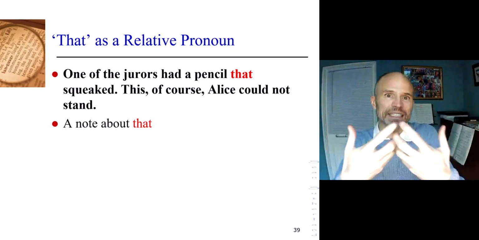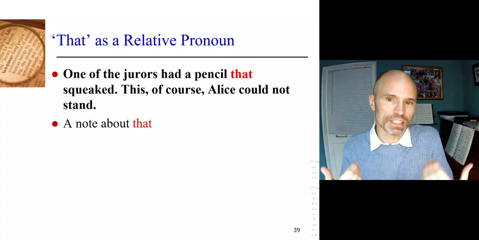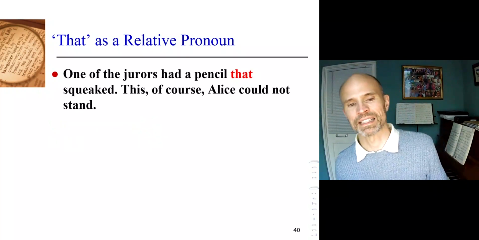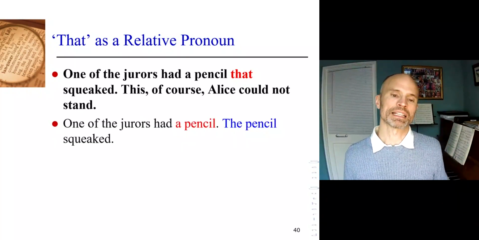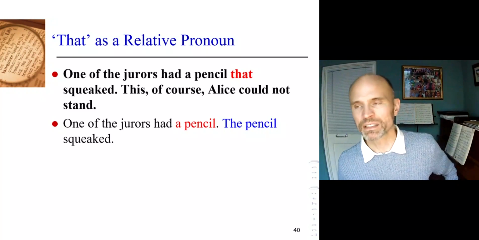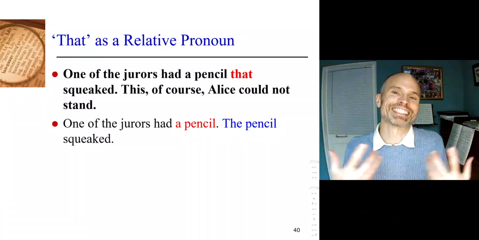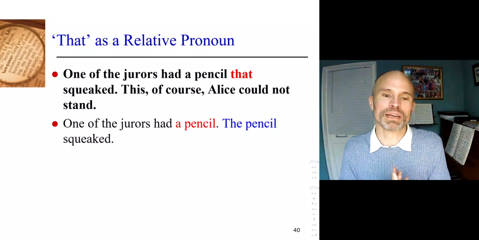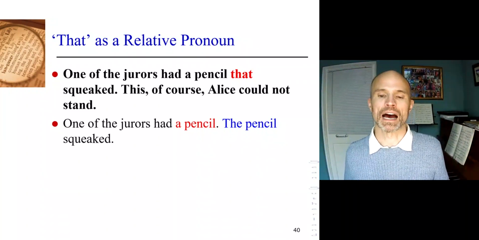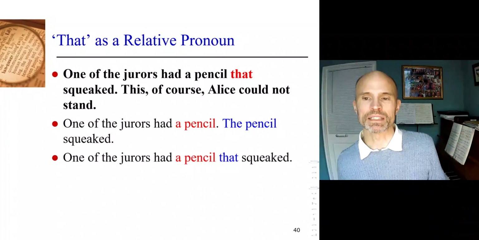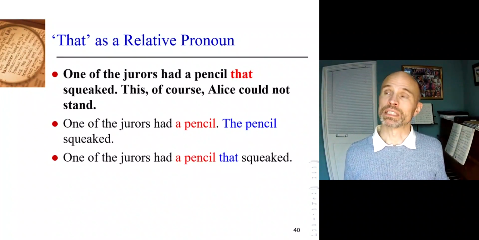The red that is a relative pronoun. It's a pronoun that relates. You're connected to your relative, that joins things. What does it join here? What you're saying in this case is something like this. You're saying one of the jurors had a pencil, the pencil squeaked. And you're jamming those 2 sentences together. You're relating the 2 of them into one sentence by doing one of the jurors had a pencil that squeaked. And so you can see the pattern, right?